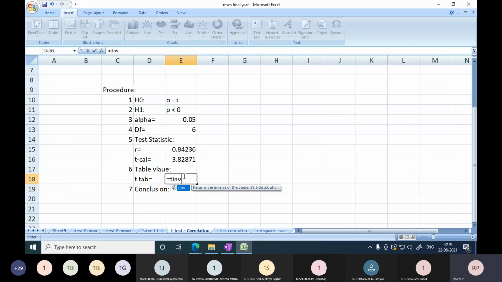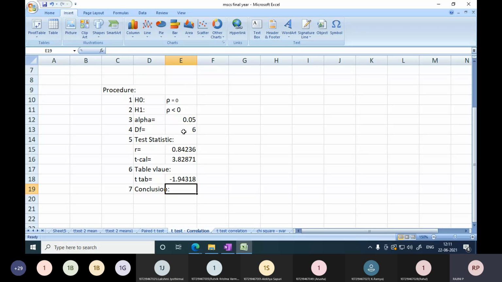TINV, open the bracket, 2 into alpha, comma, degrees of freedom, that is n minus 1, close the bracket. That's it. Did you understand, everybody, how to write the single tail table value?